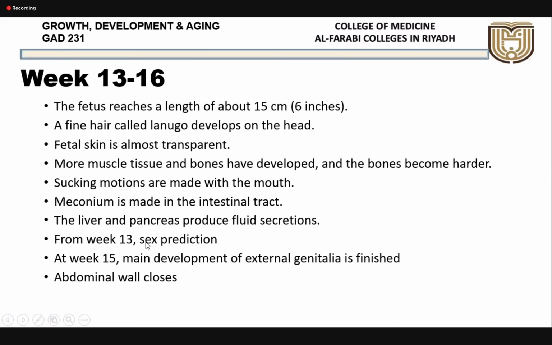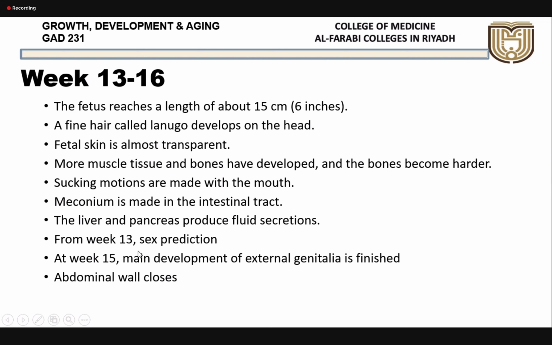So the liver and the pancreas also start producing some fluid secretions, even though they are not very specific secretions. They are just fluid-like things which are coming out. These are the initial stages of functioning of the liver and pancreas.